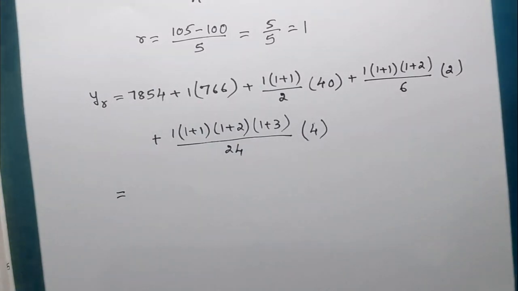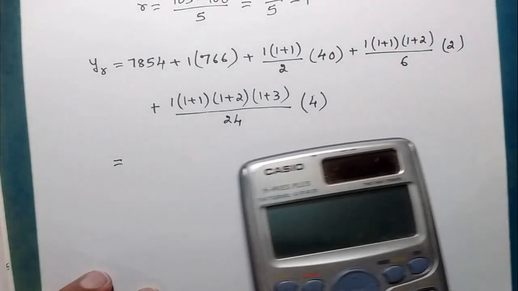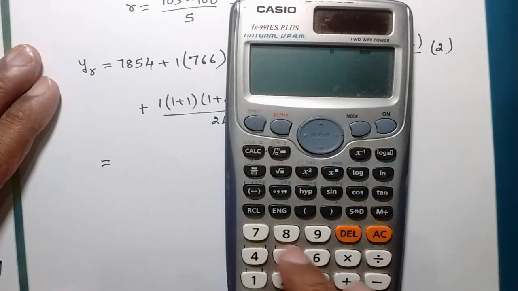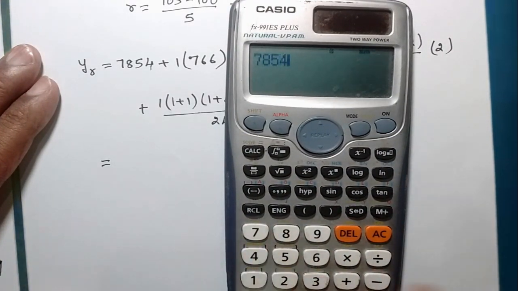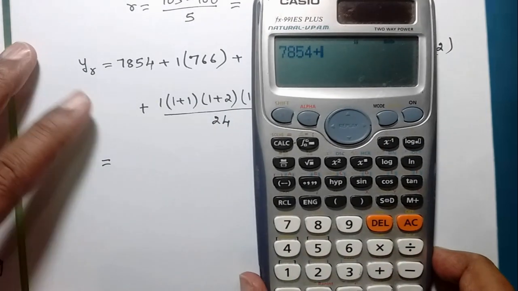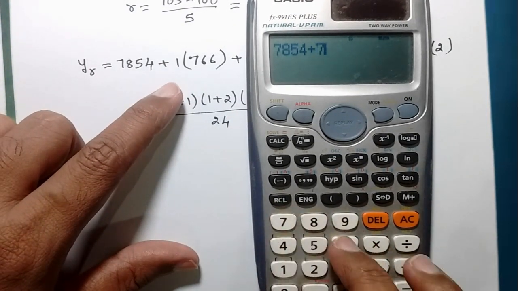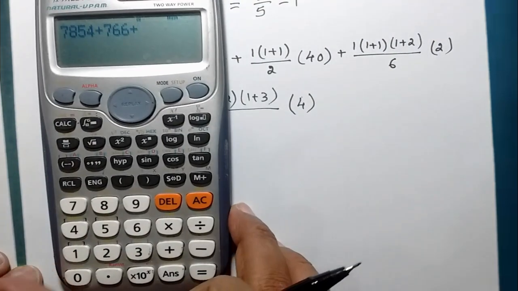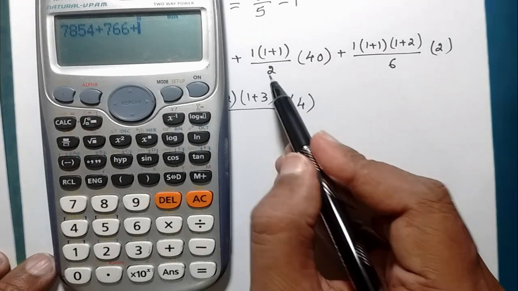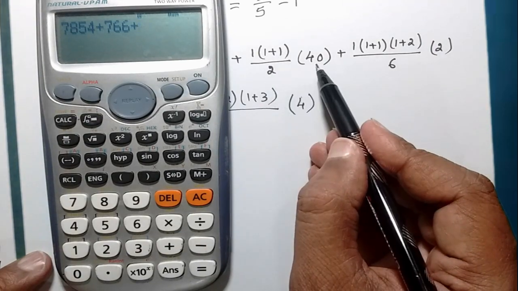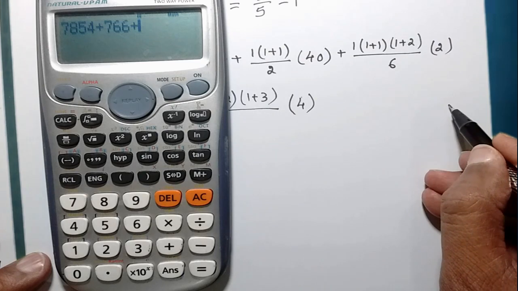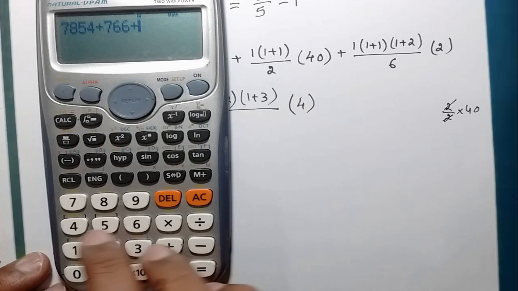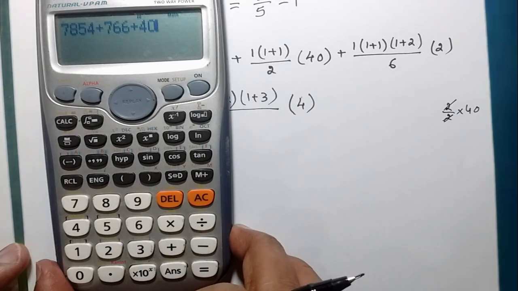So if you use the calculator and see what will be the required expression, you just type in all the values that are there. It is 7854 plus 1 into 766 will be 766 only. Alright, 766. Then plus how much you have? It is 1 into 1 plus 1 will be 2. So 2 by 2 will cancel out. You will be left out. So this is just 2. So it is 2 by 2 into 40. Just typing it, you can just cancel out, only 40 will be there. So you just better type only 40 there.